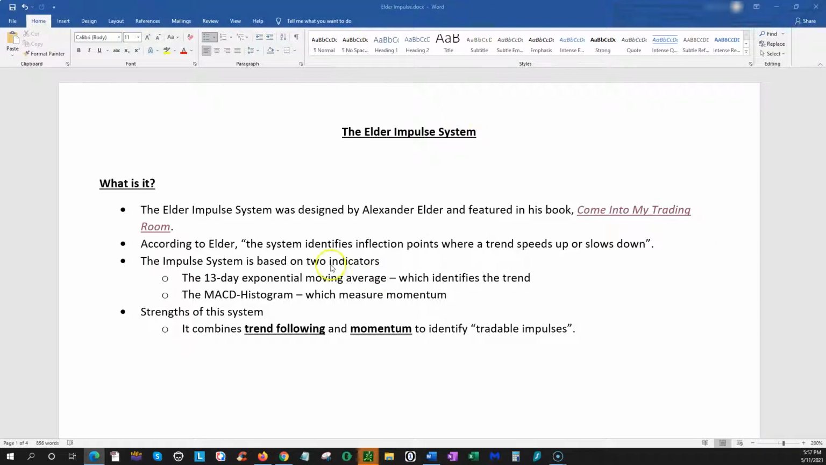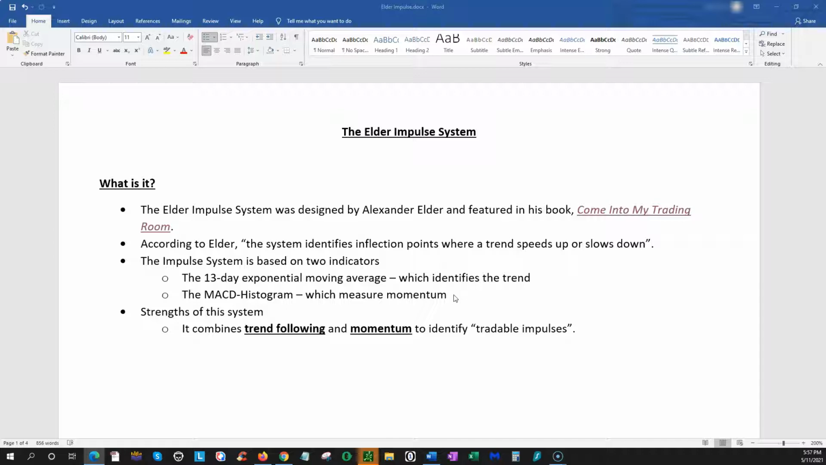So the impulse system is based on 2 indicators. It's based on a 13-day exponential moving average, which identifies the trend, and the MACD histogram, which measures the momentum. Now, real quick, guys, if you do not know what the MACD is, if you've never heard of it, or if you don't know too much about it, pause this video and go into my channel and watch my MACD video. I spent a lot of time putting that video together. I teach people how to use it. I teach people how I use it to make money.